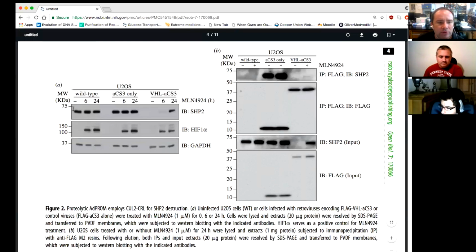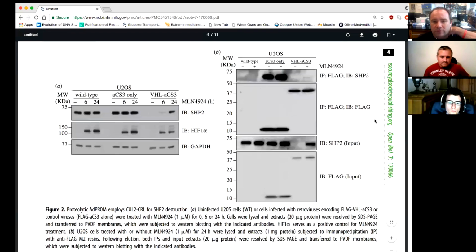So wild type, you notice that if you block MLN4924, nothing is getting degraded. This is the baseline, right? Because you're not doing anything. Also with the ACS3 only. Now the VHL ACS3 with 0 minutes treatment of MLN4924, there is no SHP2, so it's been degraded. After a period of time of incubation with this inhibitor, you notice that the SHP2 levels go back up. So it appears that it is dependent via this chemical on this proteasomal degradation pathway.